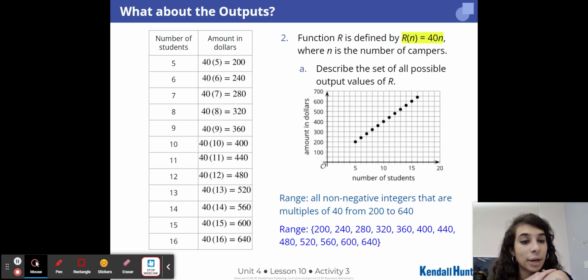The other way you can do it is describe it in a sentence. The range is all non-negative integers. We're not talking about negative integers. The word non-negative means that I am including 0, but not including negative numbers, that are multiples of 40 from 200 to 640. As you can see here, every single number here is a multiple of 40, right? 40 times 5, 40 times 6, 40 times 7, 40 times 8, etc. So all these are multiples of 40, and we're talking about the multiples of 40 that start from 200 and end at 640. And so these are 2 ways of describing the same range, and if you describe it either way, that works for me.